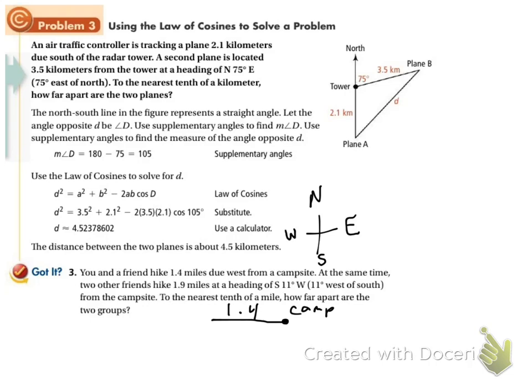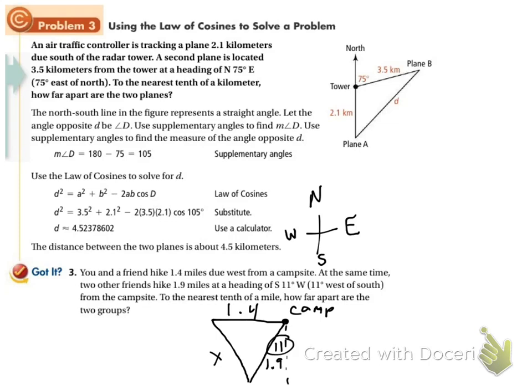So, hold up, don't freak out. If they went south, they'd go down here, right? But it says they went 11 degrees west of south. So you go south and then you go 11 degrees towards west. So that's 11 degrees in there. And they went 1.9 miles. And we want to see how far apart we are.